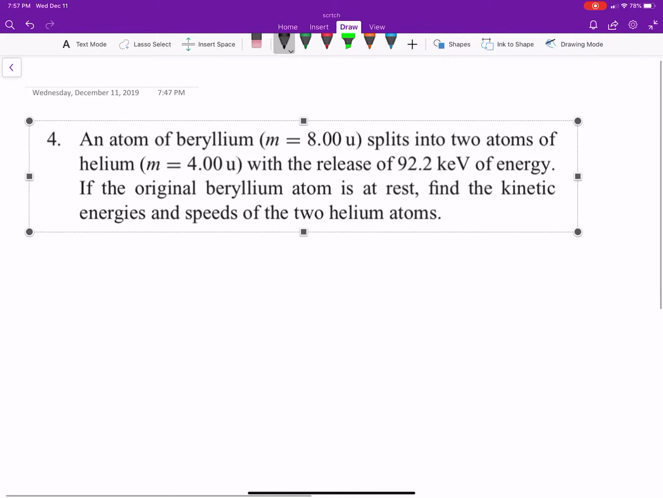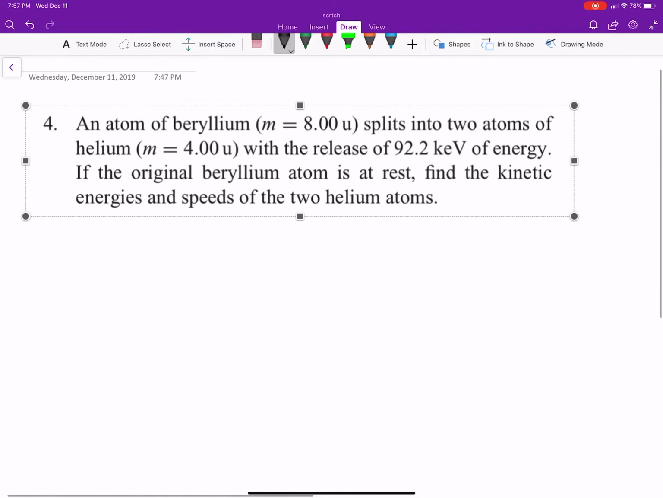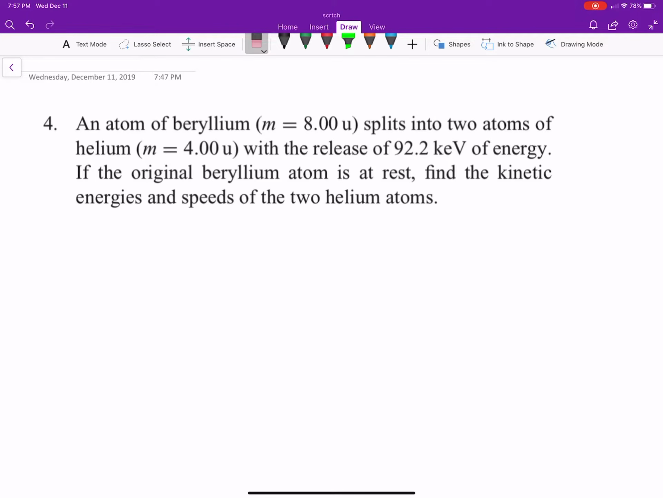If you remember from your intro to physics class, maybe you dealt with collisions before, or explosions. An explosion is really a collision backwards. And this splitting of the atom we can think of as being like an explosion. So we're going to work with momentum.